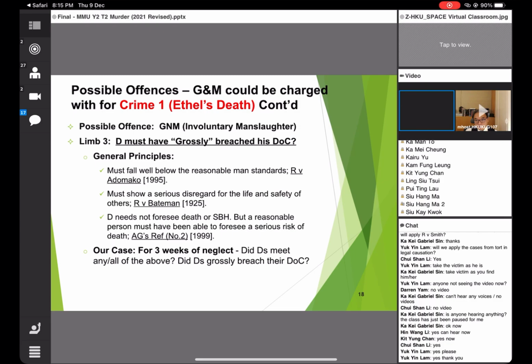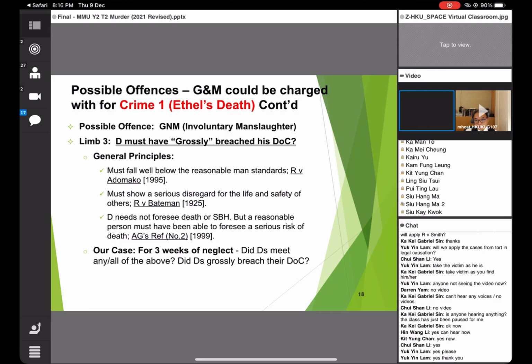For our case, there was a neglect of 3 weeks. We remember, 3 weeks, they only fed Ethel with food, and they were just too panicking. They did not want to go in because of the crying of Ethel, and that's it. Ethel was in deep pain. Okay. Did the defendant meet any or all of the above?